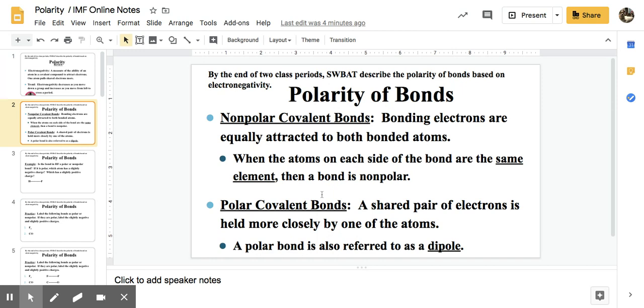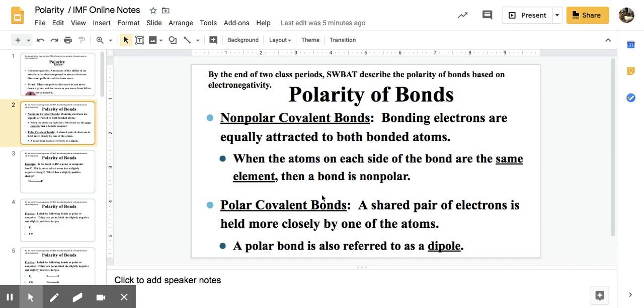First I'm going to talk about the polarity of bonds themselves, just individual bonds, then we'll talk about what happens when those bonds are part of a molecule. For nonpolar covalent bonds, bonding electrons are equally attracted to both of the atoms. This is true when the atoms are the same element. So a bond is non-polar when they are the same element. No two elements have the exact same electronegativity, so they have to be the same element for a bond to be non-polar. If they are different elements on either side of the bond, they are polar covalent bonds.